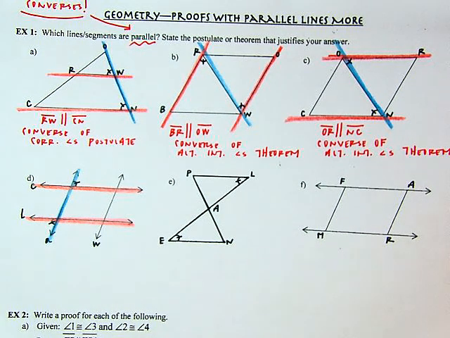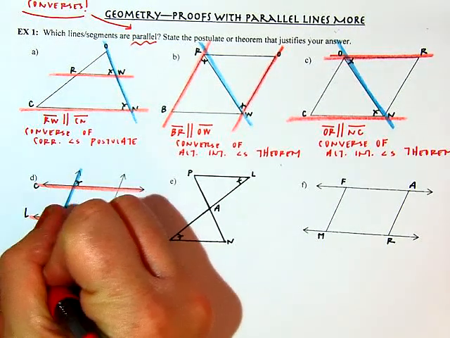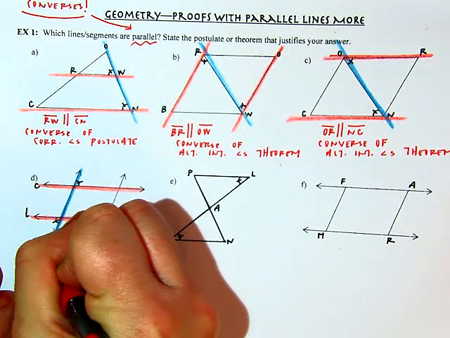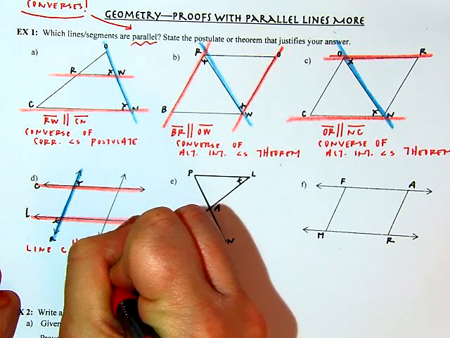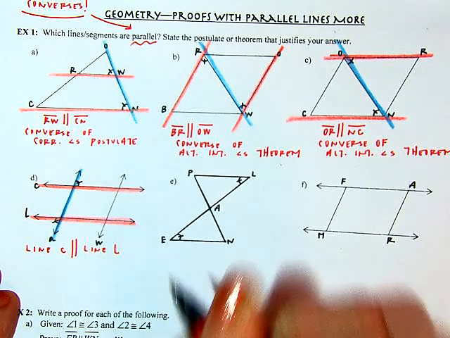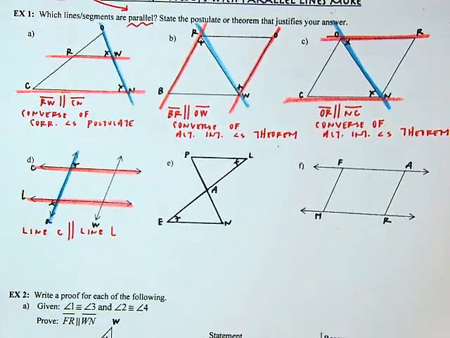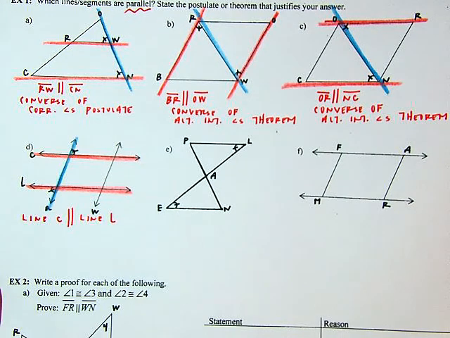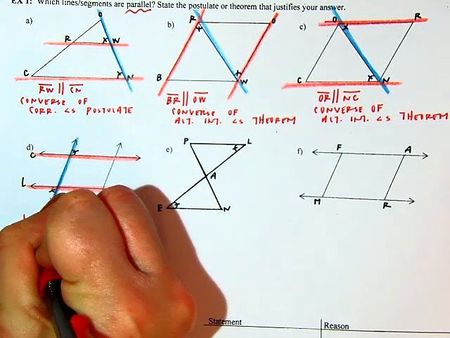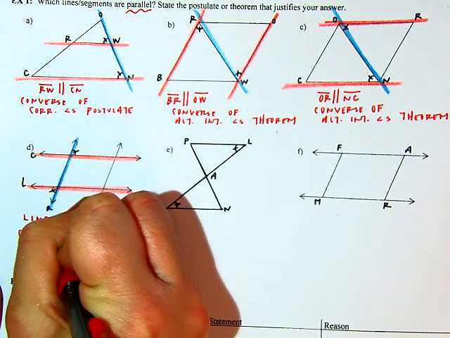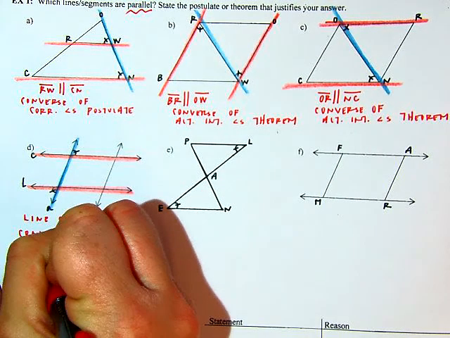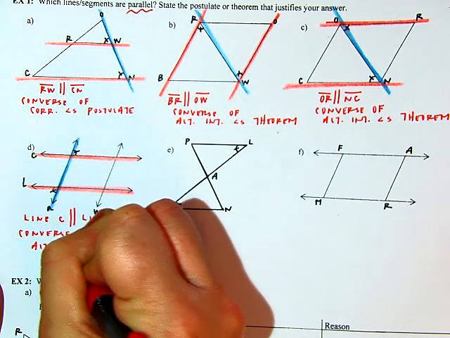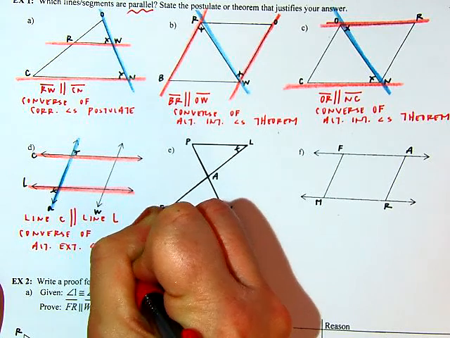So here I'm going to write this as line C runs parallel to line L, right? A would be its transversal, and my reason would be the converse. They're all converses. So converse of the alternate exterior angles theorem.